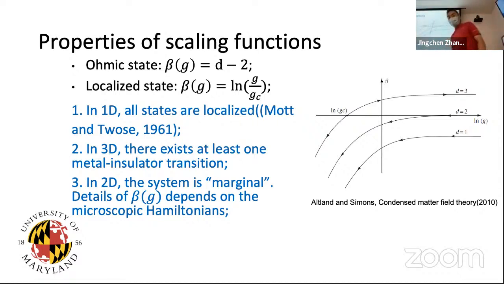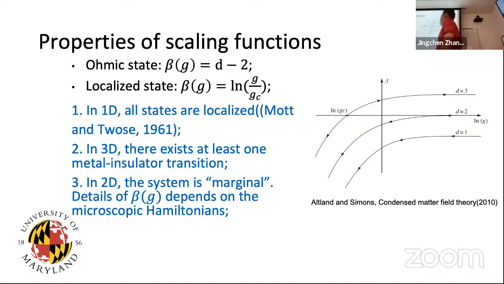So we can get some simple but powerful results that coincide with previous research. That is, in 1D, all states are localized. That has been verified many times in the theory of Luttinger liquids, in basic solid-state physics, or you can check the first paper that describes this phenomenon, by Mott and Twose in 1961.